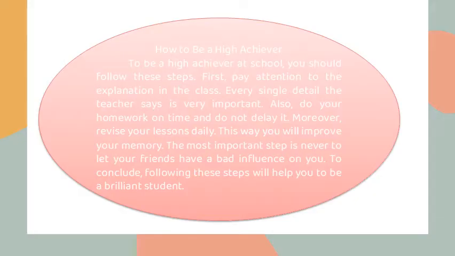Let's have an example about process paragraph. How to be a high achiever. This is the title, How to be a high achiever. From the title, I can guess what's the process. Let's read the topic sentence. To be a high achiever at school, you should follow these steps. Excellent. So, to be a high achiever at school, the process is being a high achiever. You should follow these steps. So then the writer is going to mention steps in the details.